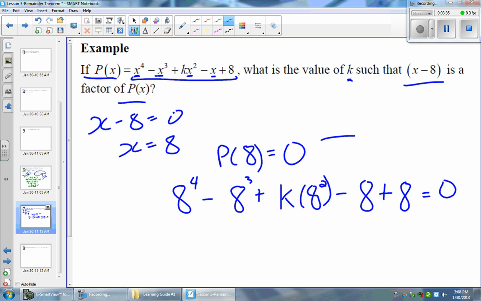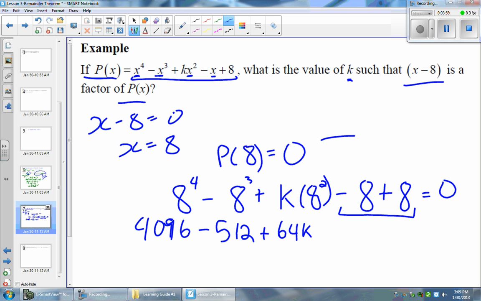Okay, so let's do some simplification here. 8 to the power 4 is a rather large number, 4,096. Minus 8 cubed, which is 512, plus 8 squared times k, which I'll write as 64k, because to me that's more visually pleasing. And take a look here, we have a negative 8 plus an 8. Now you can recognize right away that that is a 0, so I'm not going to bother writing that down. And finally, this is equal to 0.